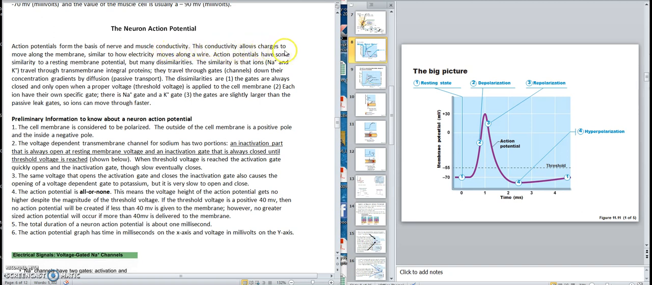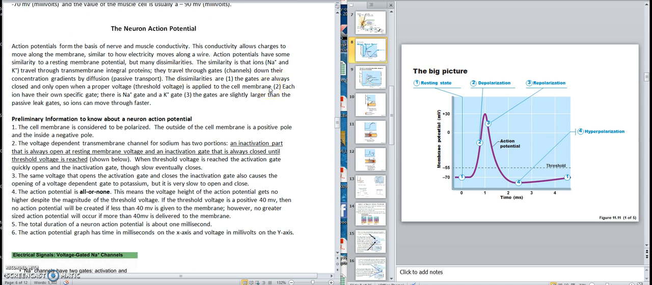This conductivity allows charges to move along the membrane, similar to how electricity moves along a wire. Action potentials have some similarity to a resting membrane potential, but many dissimilarities. The similarity is that ions, sodium and potassium, travel through transmembrane integral proteins. They travel through gates down their concentration gradient by diffusion. The dissimilarities are the gates are always closed and only open when the proper voltage, known as threshold voltage, is applied to the cell membrane.